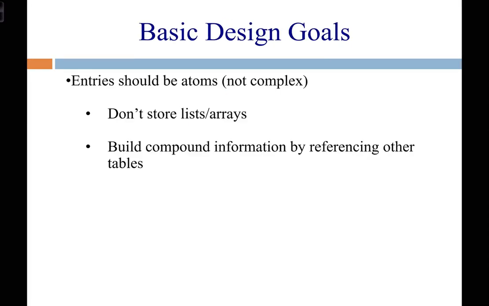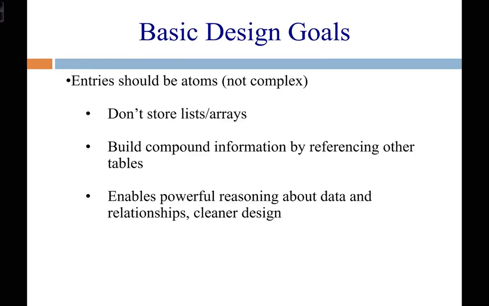So don't store lists and arrays. Instead, build compound information by referencing other tables, exactly like we did for our library. This still might seem kind of weird, but what this does is enable the database engine to do its own optimizations, because it's simpler to reason about the information and how the information is related. Lists and arrays just complicate things, like how does it relate a list to a single item? It lets us and the database system more powerfully reason about the data. It's a design principle, and it enables the database management system to optimize.